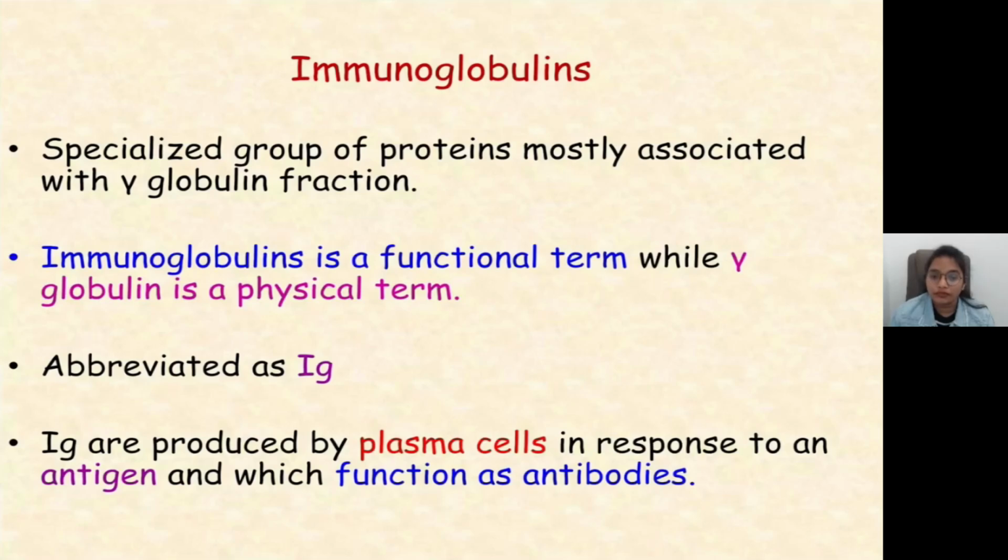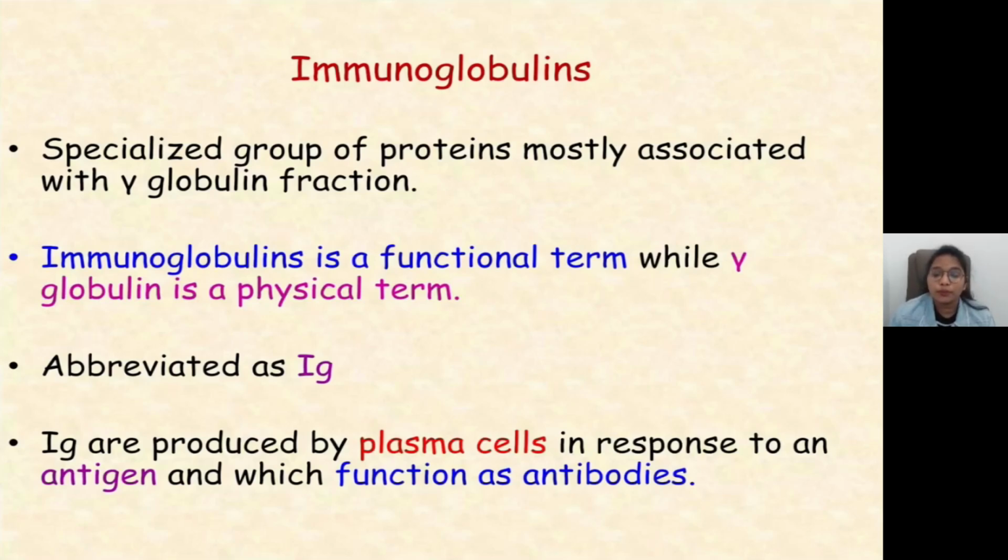Immunoglobulin is a functional term, while gamma globulin is a physical term. Immunoglobulin is which type of term? This will be a functional term, and gamma globulin is your physical term. What abbreviation can we use for this? The abbreviation we use is IgG.